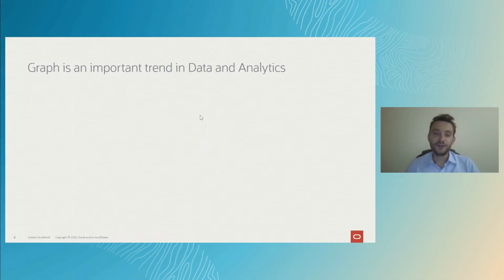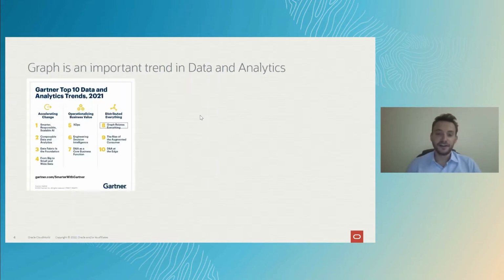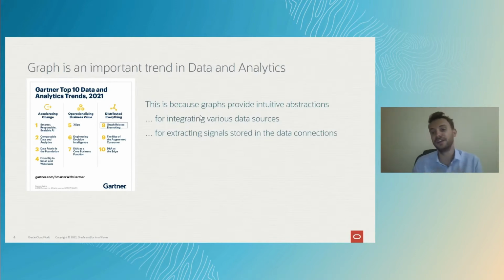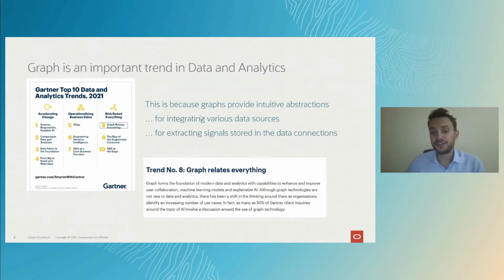Recently, graph has become an important trend in data and analytics. Gartner has classified graph as one of the top 10 data and analytic trends in 2021. The main reason is that graph gives you intuitive abstractions to bring together data from various data sources and exploit signals stored in the connections between those data sources. As an example, they show that graph can really help you boost the performance of AI and machine learning algorithms by providing interesting and latent insights hidden in your data.